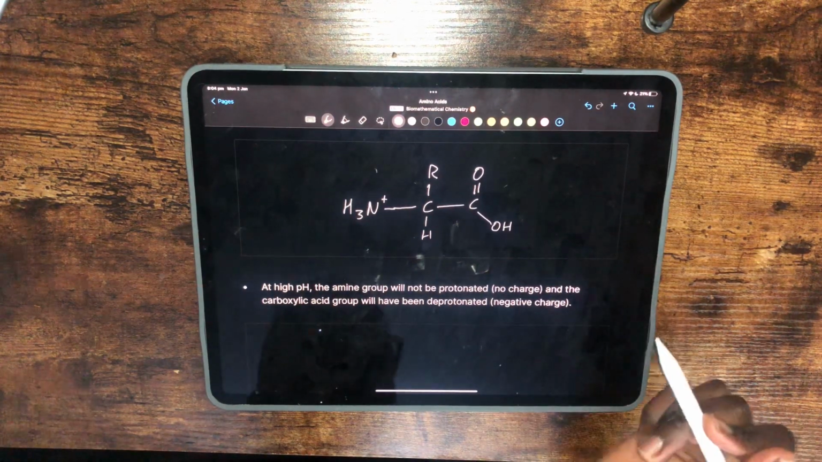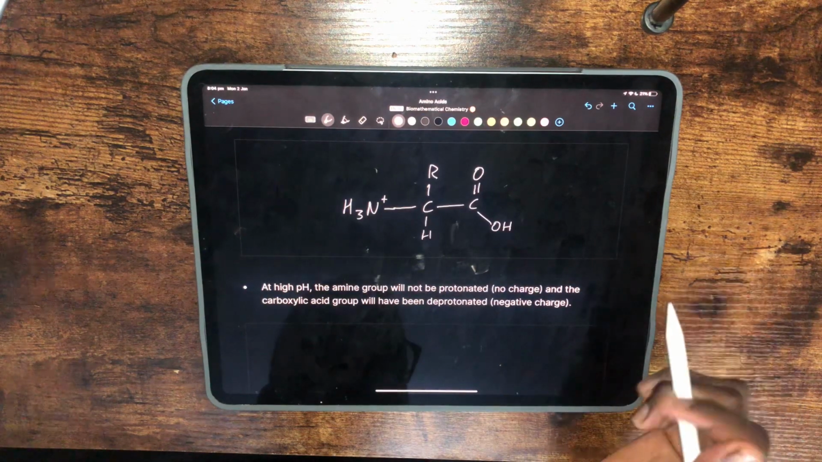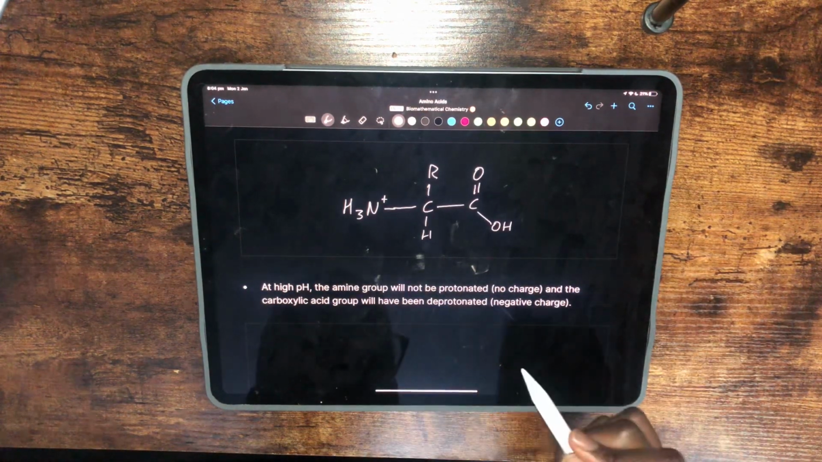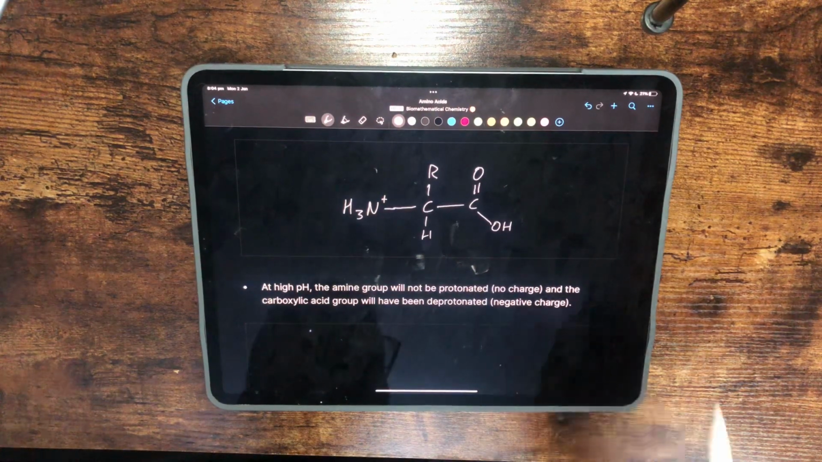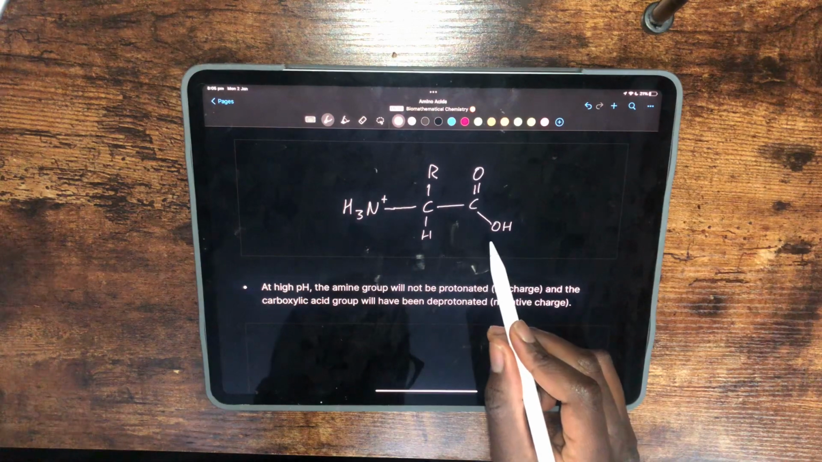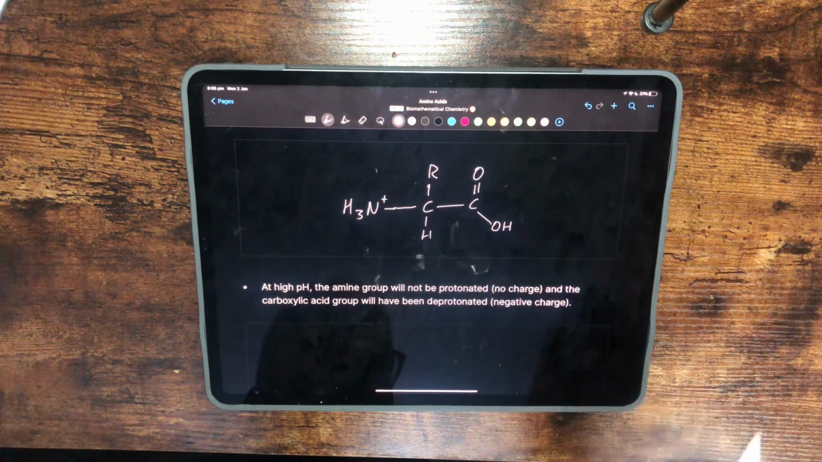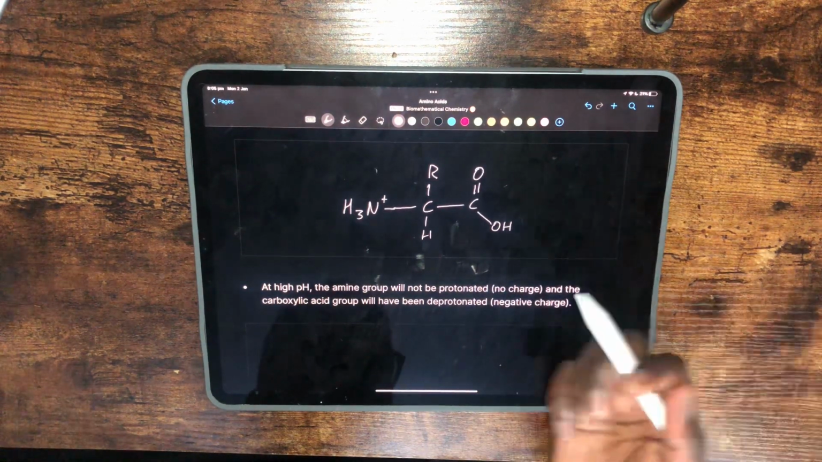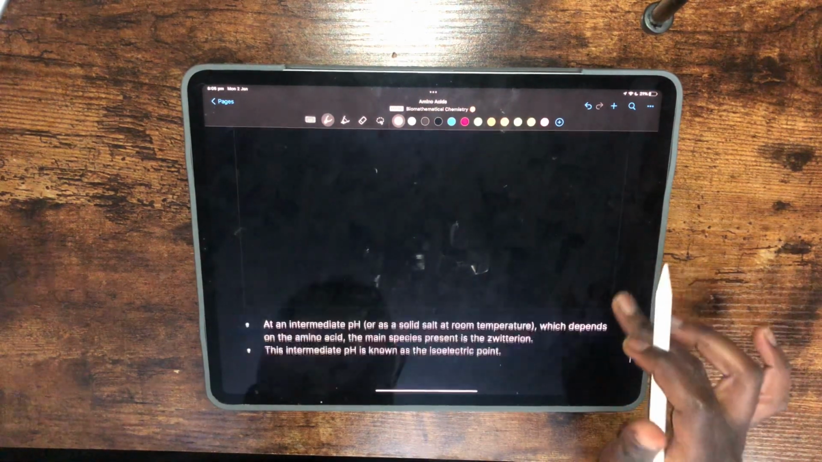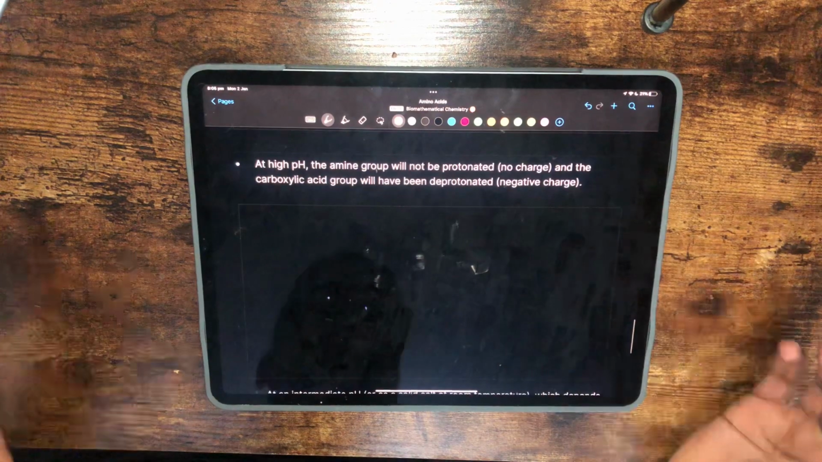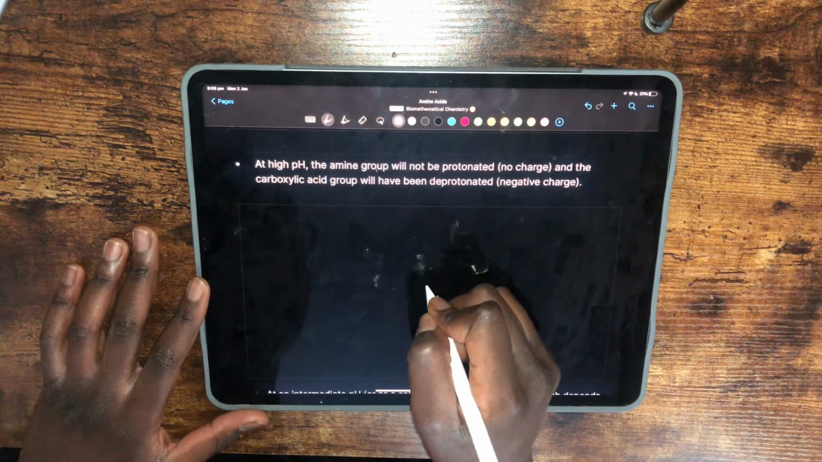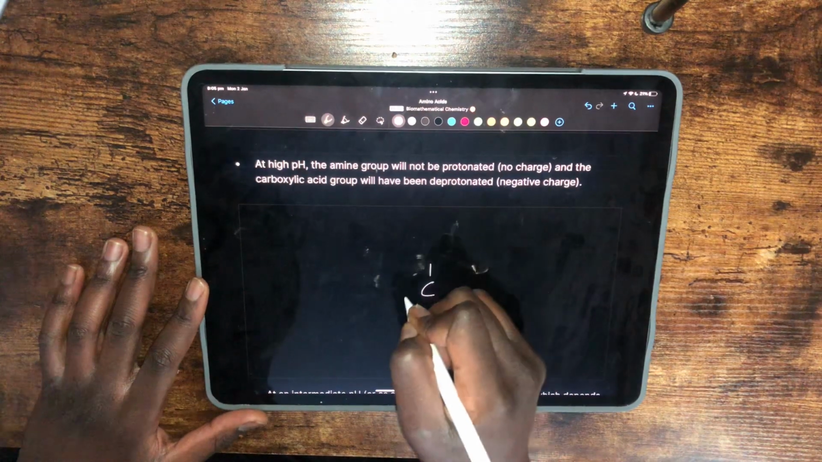So there's not enough protons for it to gain, so nothing will happen to that, to have no charge. However, the carboxylic acid will be deprotonated because now there's a lot of base around the acid, so that's a part of the carboxyl group. So now it will become deprotonated and it will lose a proton, or donate a proton, which is how Bronsted-Lowry acids work.